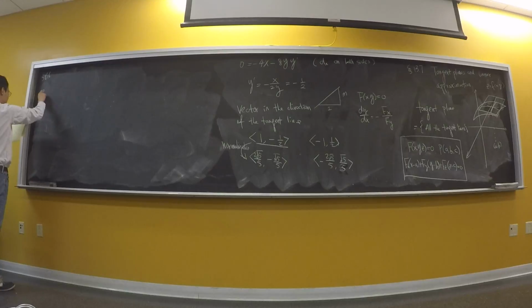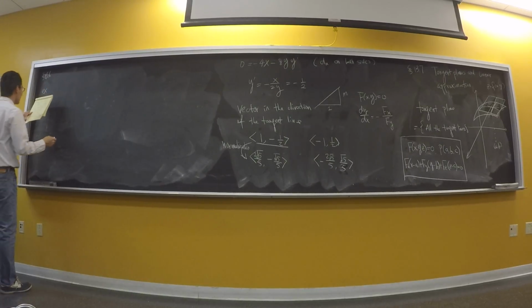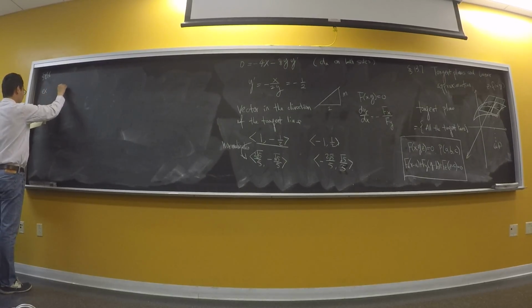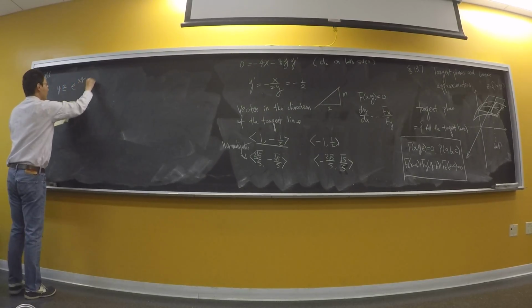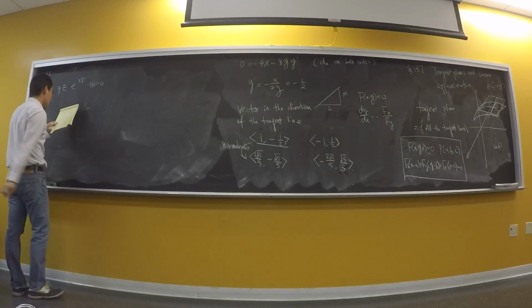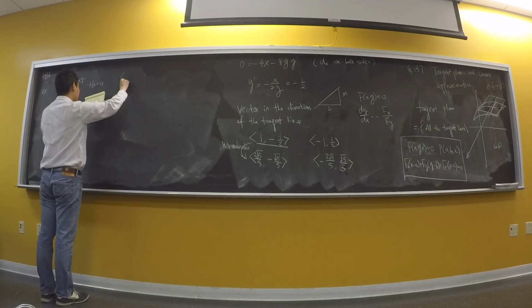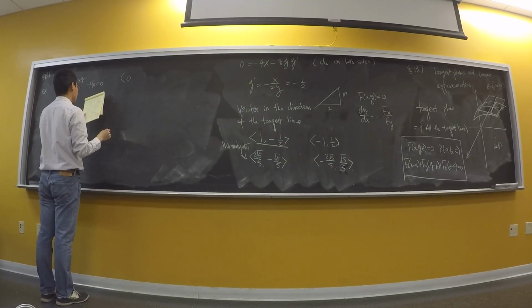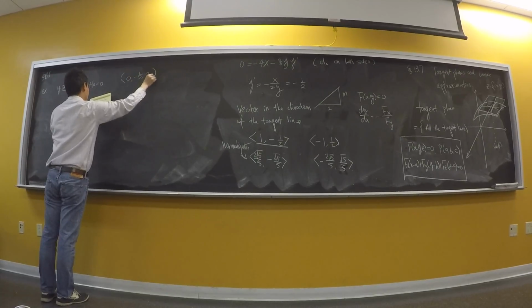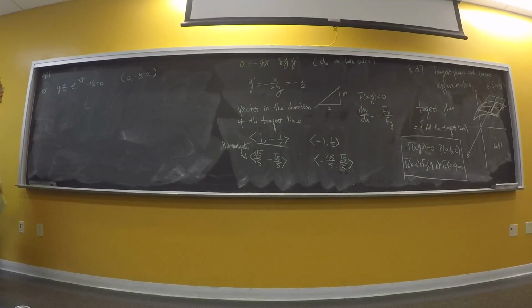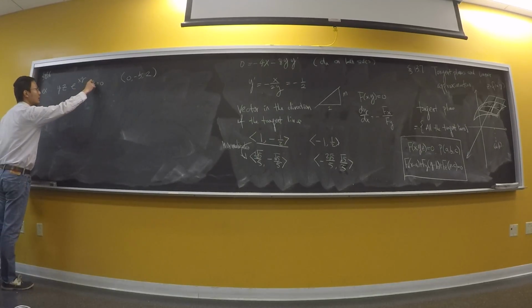So if I have a function, yz e to the xy plus 10 is equal to 0, and I am at the point (0, -5, 2), I want to compute the equation of the tangent plane to this function.